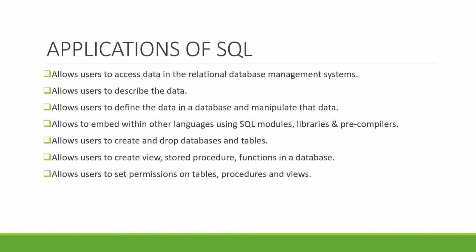The next one is that SQL allows us to describe the data. Describing the data means that with the help of SQL, we can know the schema of the table. What do we mean by schema? Here, schema means knowing all the fields present in the table, not the records, just the field names. So with the help of SQL, we can know how the table is created and what fields it has. The next one is that SQL allows us to define the data in a database and manipulate the data. Also, it allows us to create and drop databases and tables.